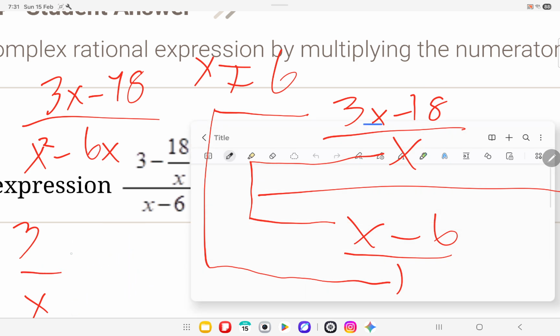3 over x, and then comma, x can't be equal to 6.